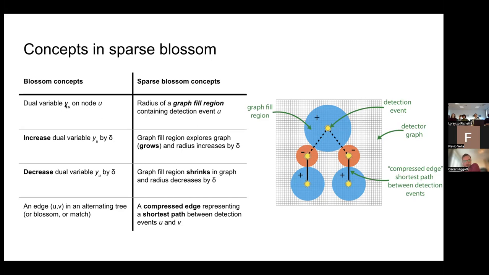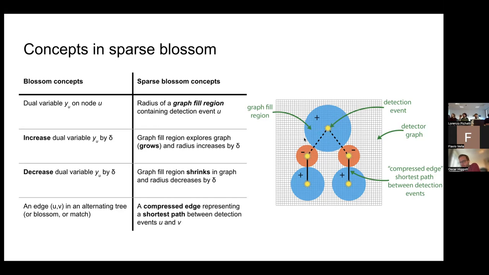So this dual variable I described, this dual variable on some node in the graph, now becomes the radius of what we call a graph fill region containing the detection event U. So now, rather than just being a variable assigned to a node in the path graph, this now corresponds to the radius of exploratory growth of some region, this blue region. So the background here is a detector graph in black, and this blue circle here is an exploratory region with this detection event as the source and the radius of this region.